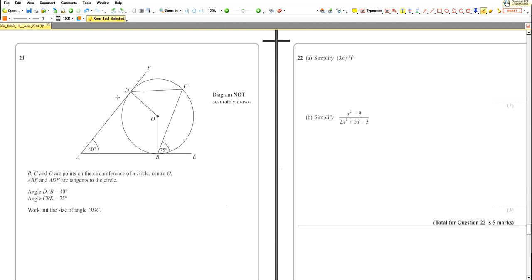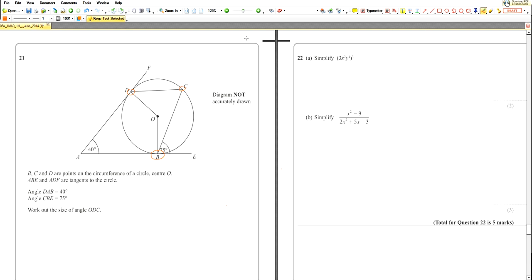Okay, folks, welcome back. Students have gone home. It's time for me to finish up this video by myself. Okay, B, C, and D are points on the circumference of a circle, center O. So we're talking about B, C, and D. It says ABE and ADF are tangents to the circle.